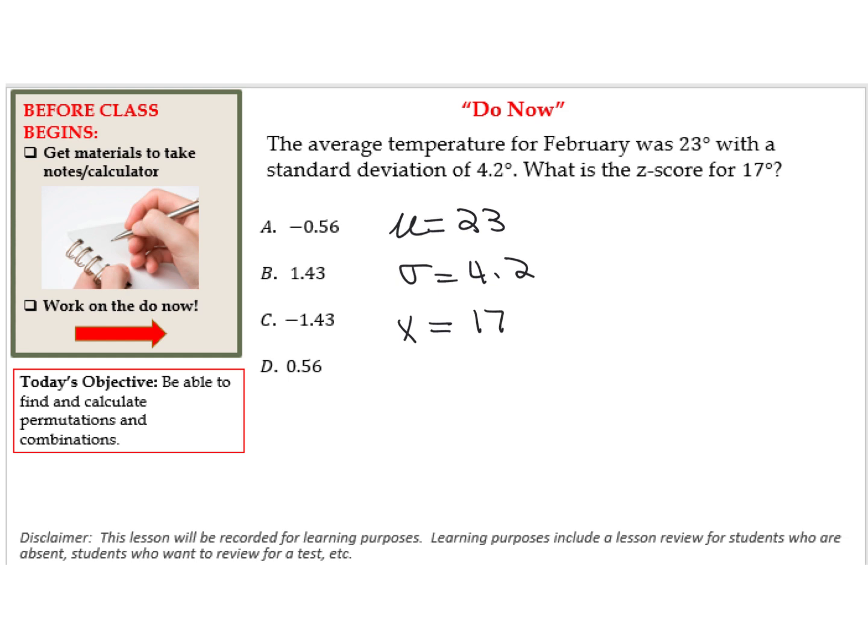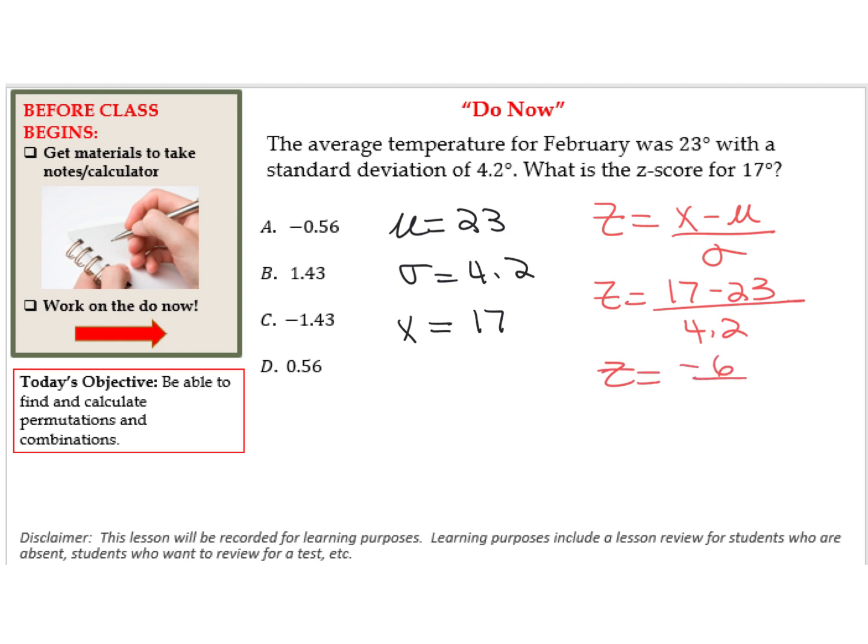Now, if we think about this problem, because our temperature of 17 is below the average, we know that our z-score is going to be a negative value. So I'm going to plug into my formula. Z is equal to x minus the mean over the standard deviation. I have 17 minus 23 divided by 4.2. I'm going to simplify this to get negative 6 divided by 4.2.